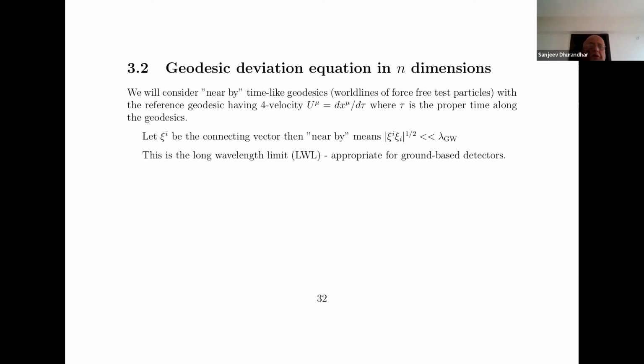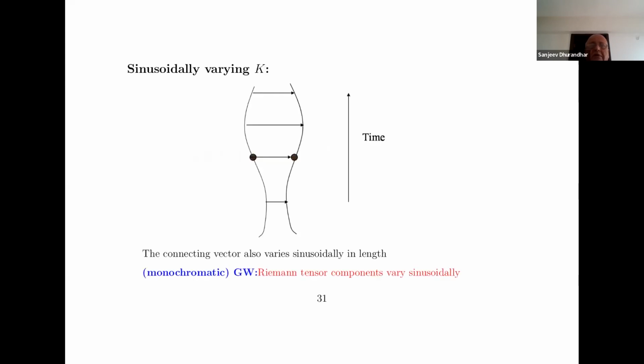While your detector, like the LIGO detectors, are a few kilometers. Virgo is 3, the LIGO is 4, and so on. So there are 4 kilometer detectors. So they are much smaller. So xi, if you look at it, r is much smaller than lambda gw. So that's why you can use the geodesic deviation equation.